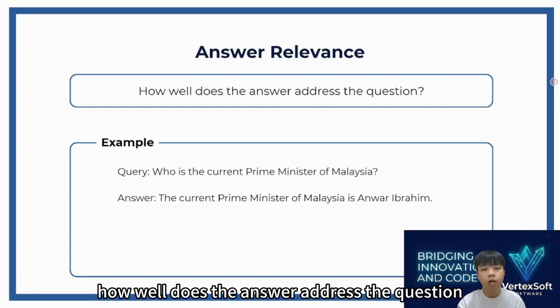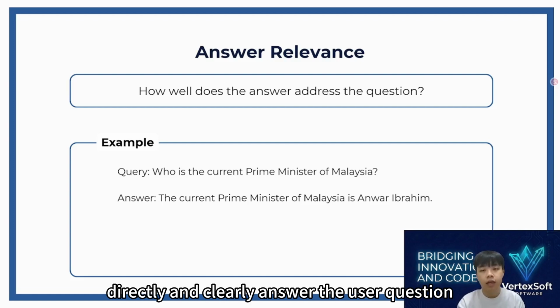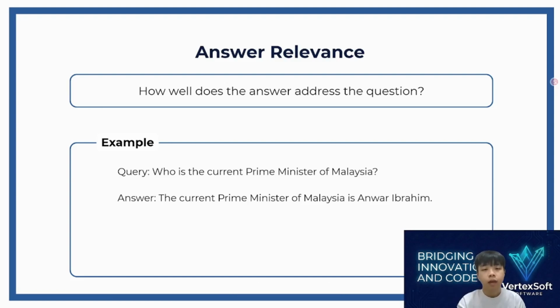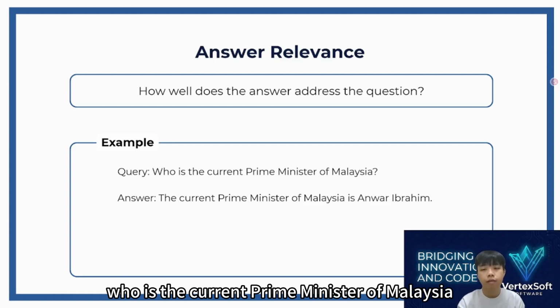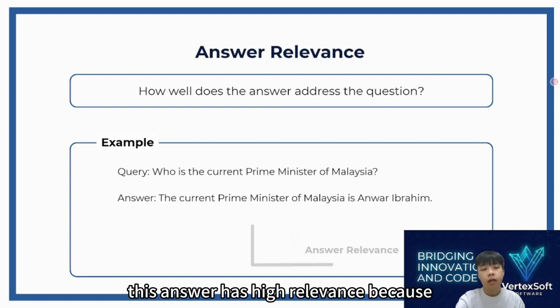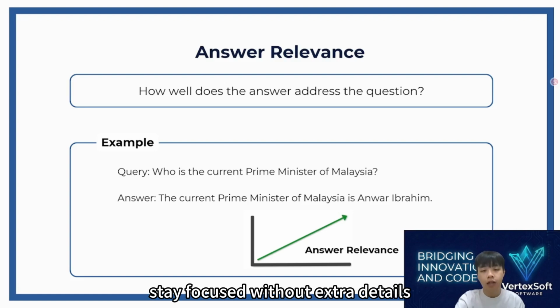This evaluates how well the answer addresses the question. Higher answer relevance means the response directly and clearly answers the user question without adding unnecessary or unrelated information. In this example, the question asks, who is the current Prime Minister of Malaysia? The answer is, the current Prime Minister of Malaysia is Anwar Ibrahim. This answer has high relevance because it directly answers the question, providing the exact information requested. It stays focused without extra details.